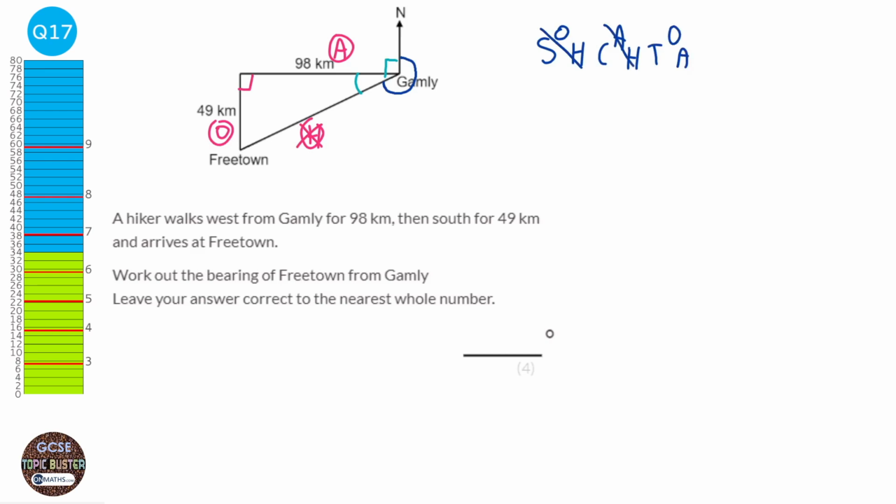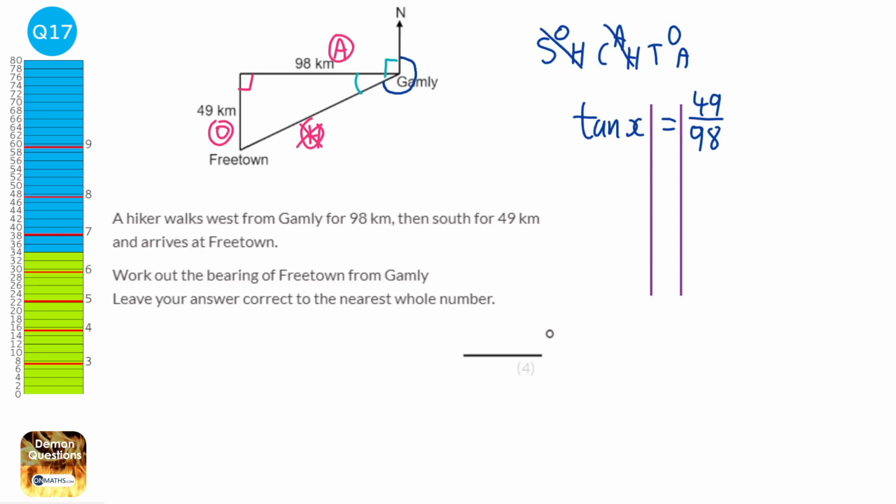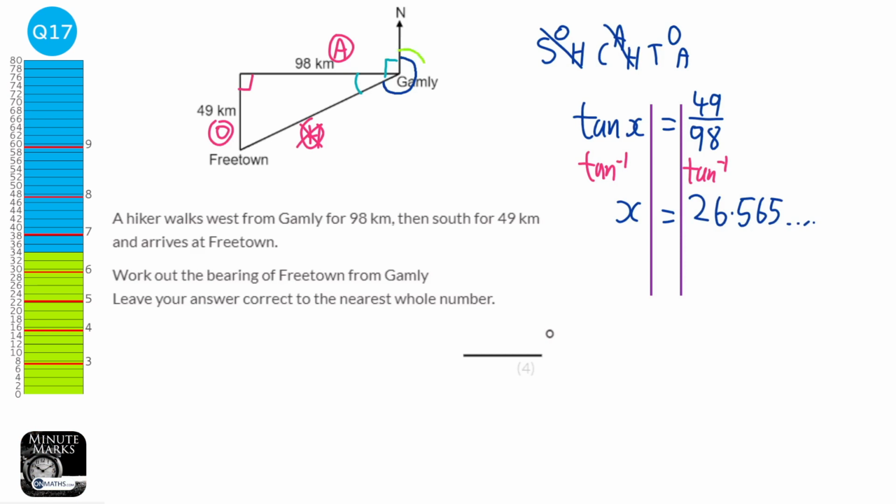And the only one that doesn't have the hypotenuse is TOA. So we're doing tan x equals the opposite, which is 49 over 98. Get our lines in. And we're going to do the inverse tan to both sides. So we get x equals, and we do inverse tan, which is 26.565, and so on.